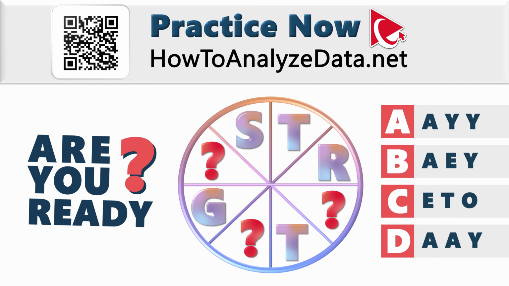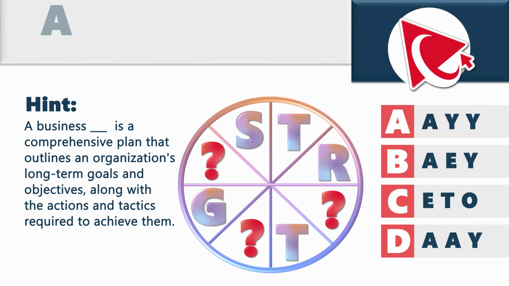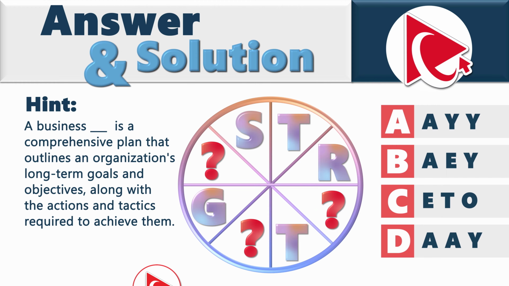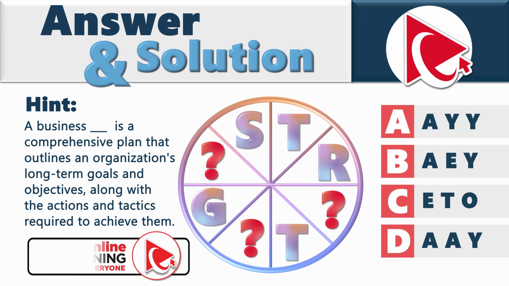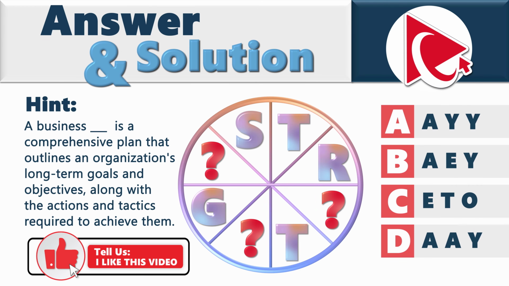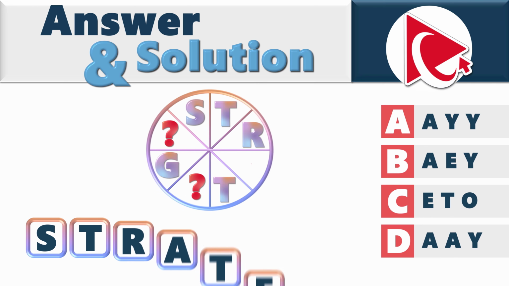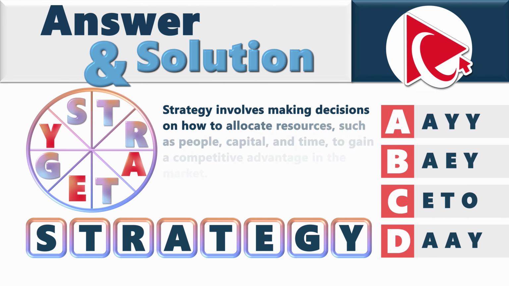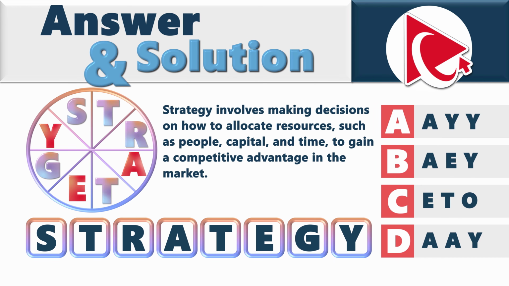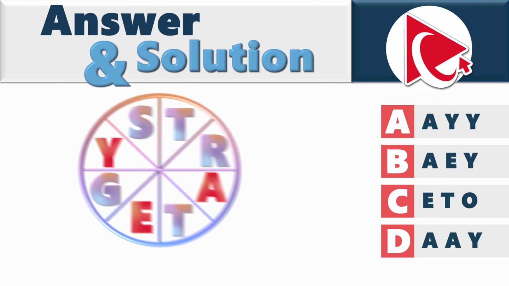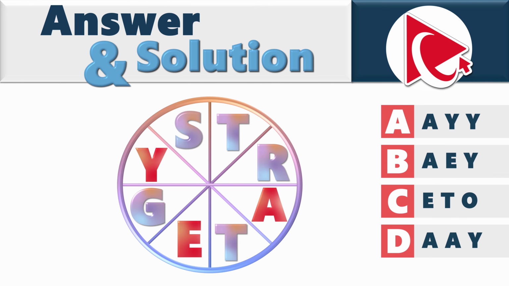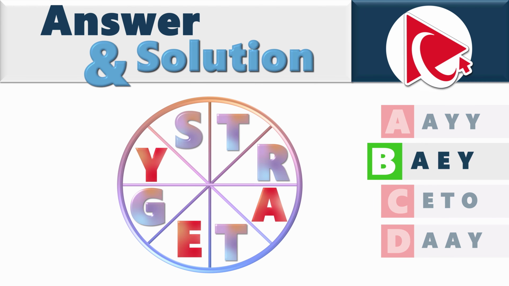Still not ready? Let me give you a hint. This word represents a comprehensive plan that outlines organizations' long-term goals and objectives, along with actions and tactics required to achieve them. I am pretty sure you've got this now. The word is strategy. Strategy involves making decisions how to allocate resources, such as people, capital, and time, to gain a competitive advantage in the market. So the missing letters are A, E, and Y, and the correct choice here is B.